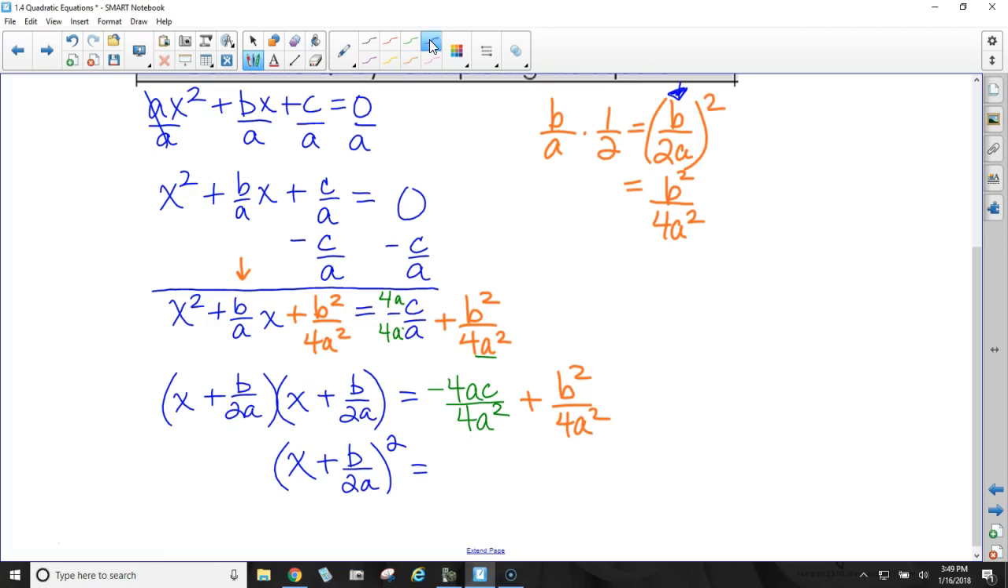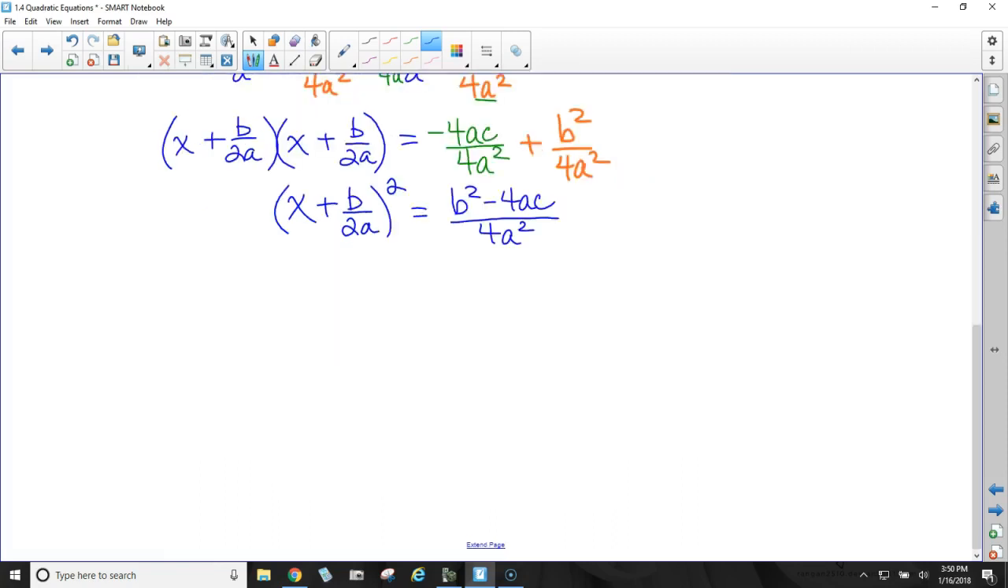Now when we add fractions together, the denominator stays the same, the 4a squared, and we will combine the numerators. Now instead of writing negative 4ac plus b squared, I'm going to choose to write the positive term first, the b squared, and then the minus 4ac. I just think that looks prettier. Now, what we've got going on, because if you remember, a's, b's, and c's all stand for numbers, we've got a quantity squared equals a number.